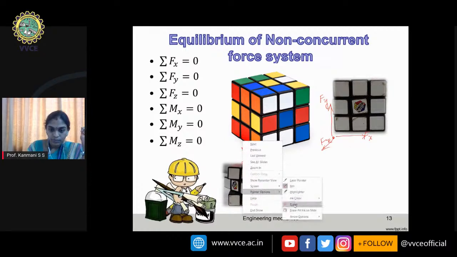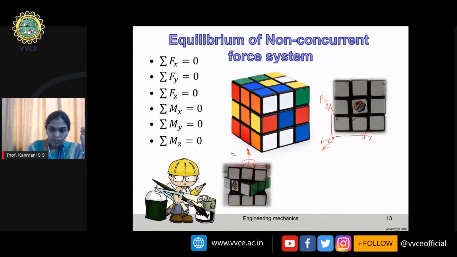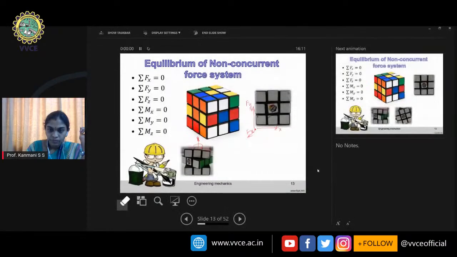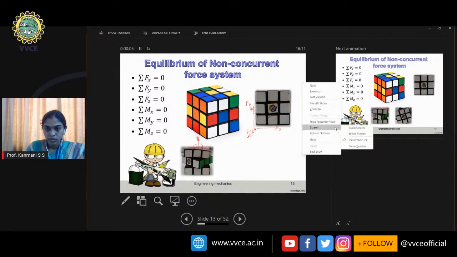Just a minute. This axis is the y axis, but the force is M. Just a minute.